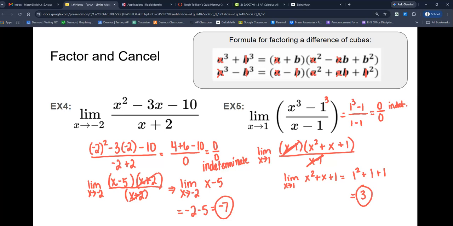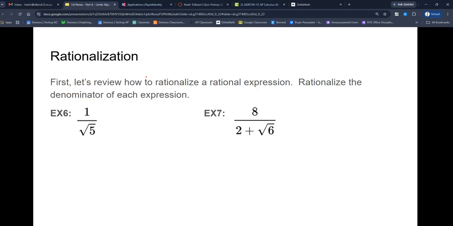Questions there? Okay, the other type we're going to do today are ones where we have to rationalize the square root. So before we actually do a limit problem, let's review rationalizing a little bit.